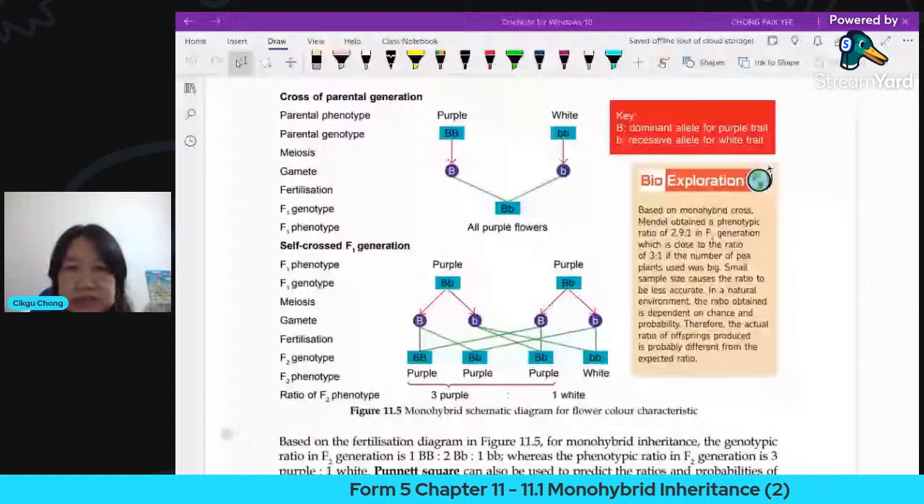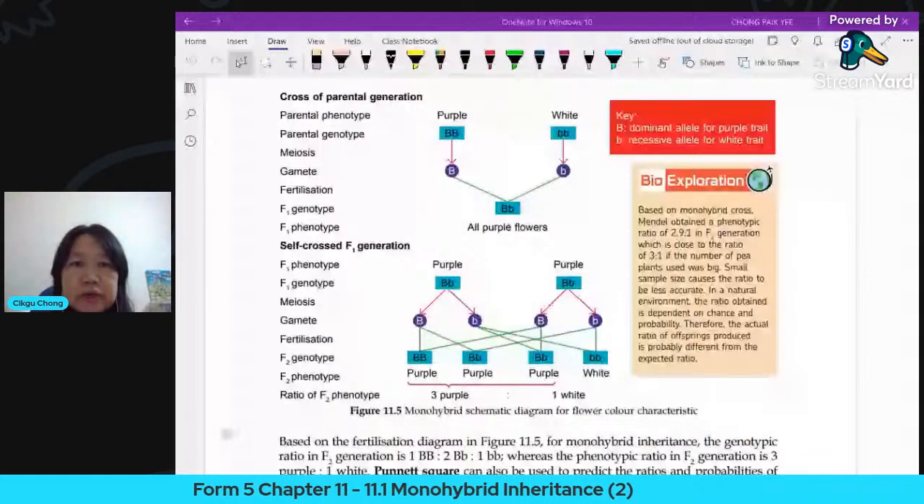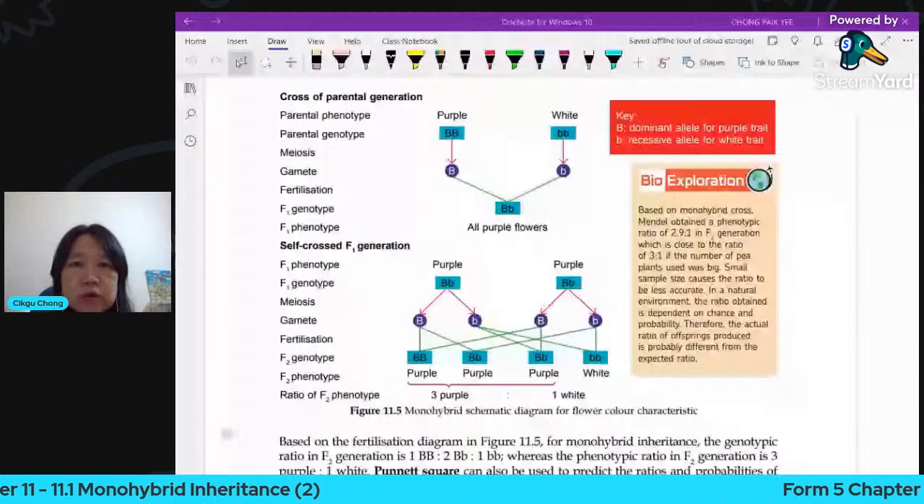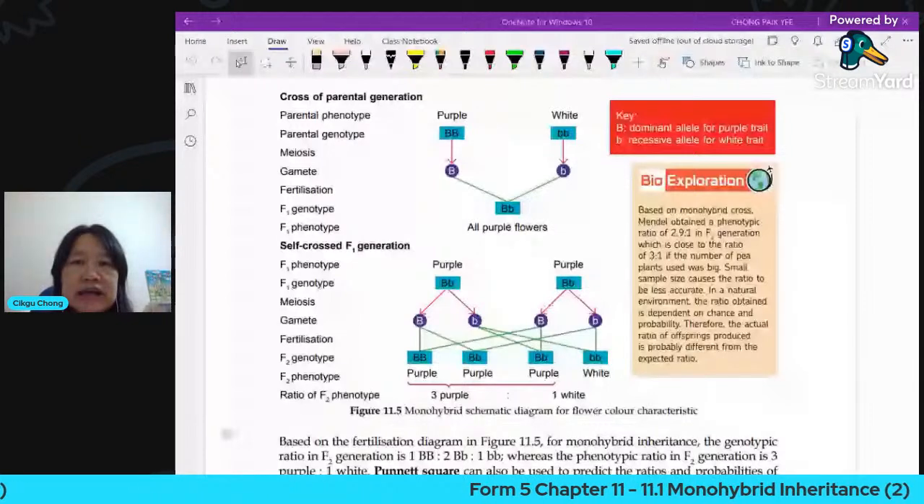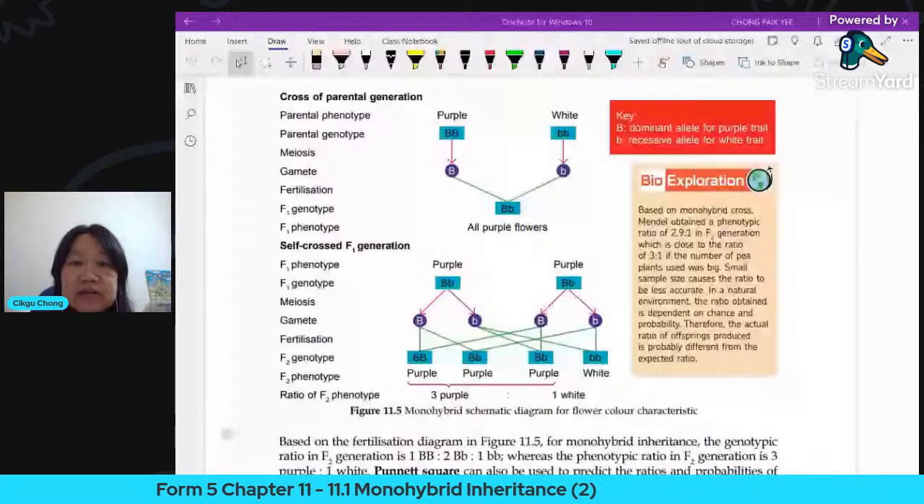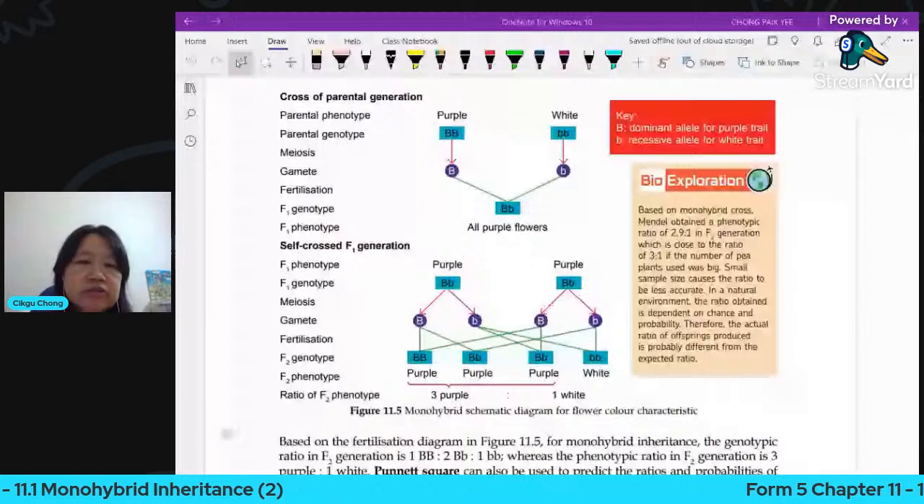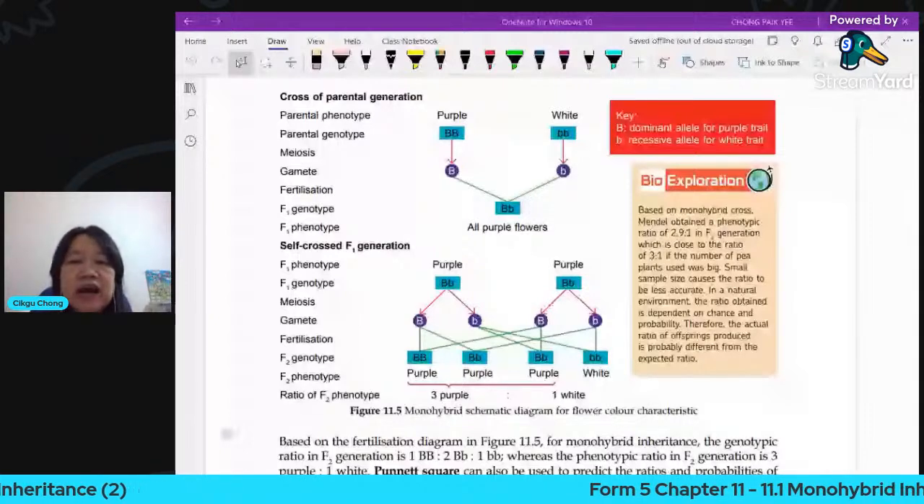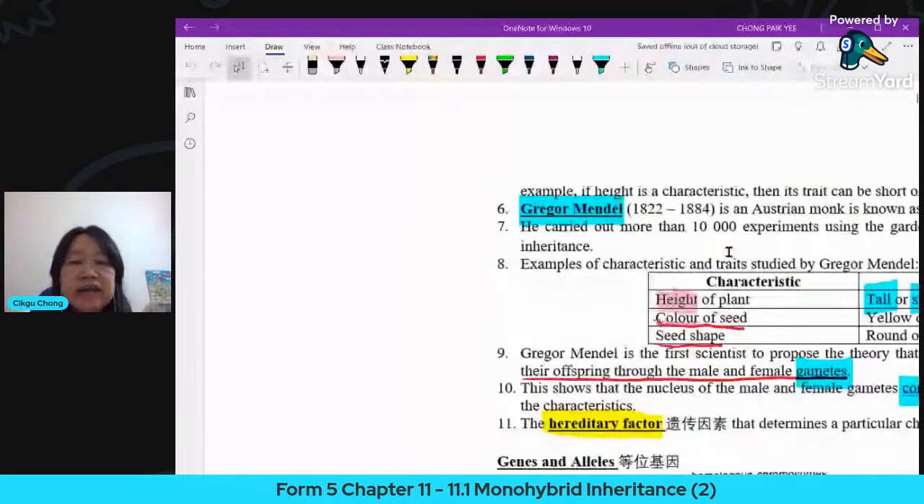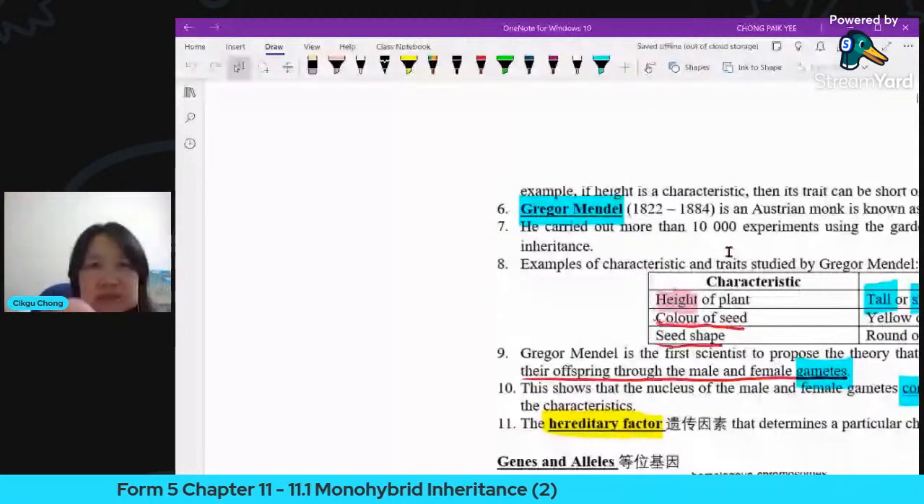What we did last lesson was learn about the different types of alleles. Alleles are the variations of the gene. For example, the characteristic is height. Height can be tall or short. Similarly, there is a gene for height. That's what we mean by gene. There's a gene for height.